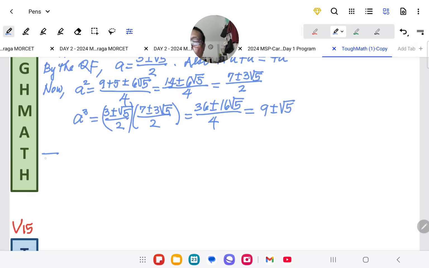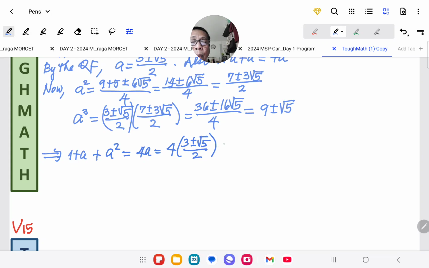Therefore, 1 plus a squared is equal to 4a, which is equal to 4 times 3 plus or minus the square root of 5 over 2. This is equal to 6 plus or minus the square root of 5.